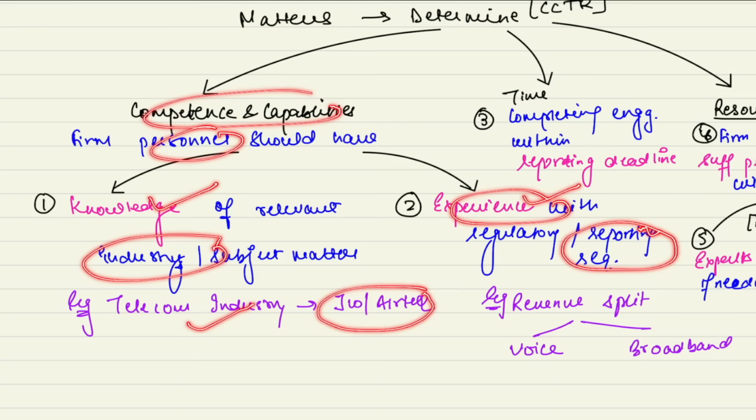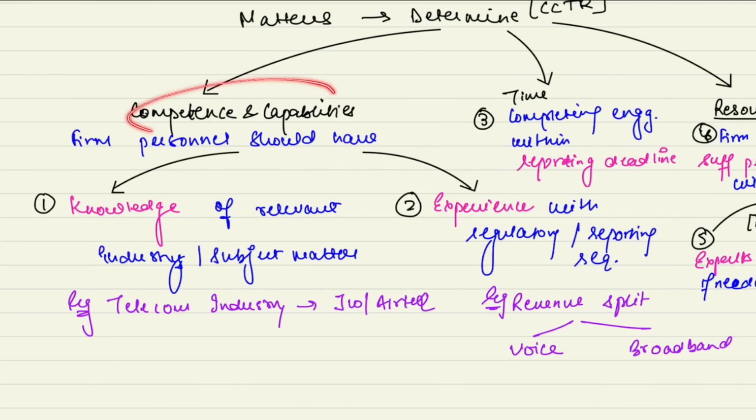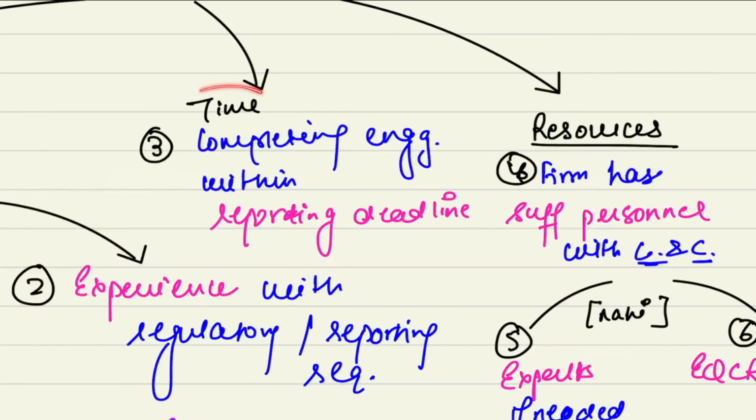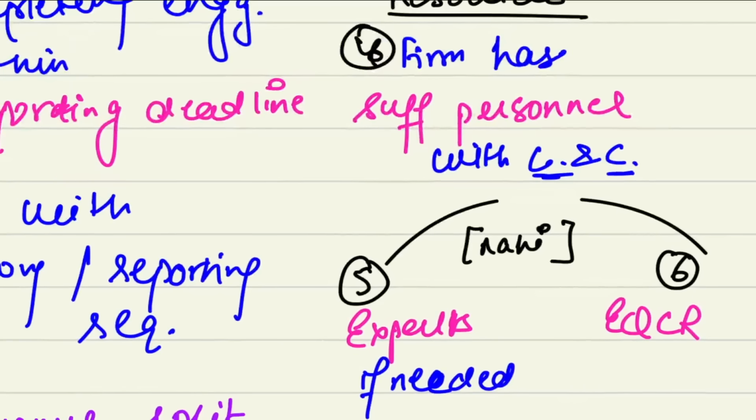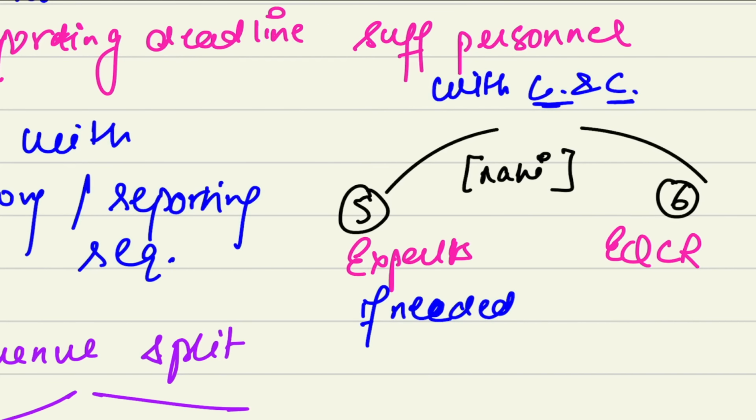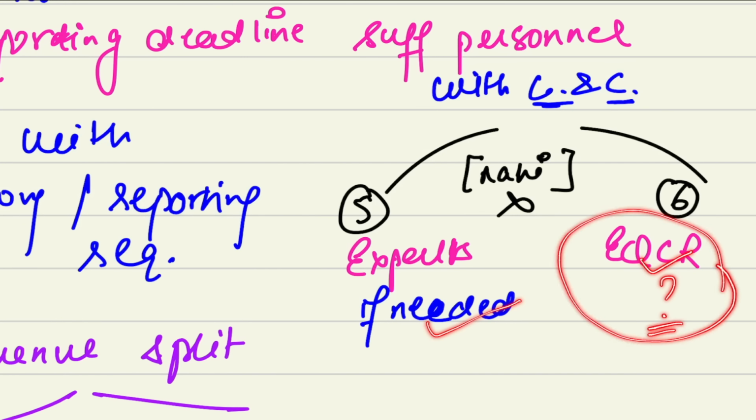Let's say in case of Jio, you need to give a revenue split: how much money you got for voice, how much money you got for broadband. So for competence and capability, you will see the knowledge of the industry and experience of the reporting requirement. Now, sir, comes the next part, time. Time means you are able to complete the engagement by the deadline. Resources means there should be sufficient personnel. And if they are not there, then in that case, you need the experts and EQCR. What is an EQCR? Don't worry, we will cover it in detail in the revision.